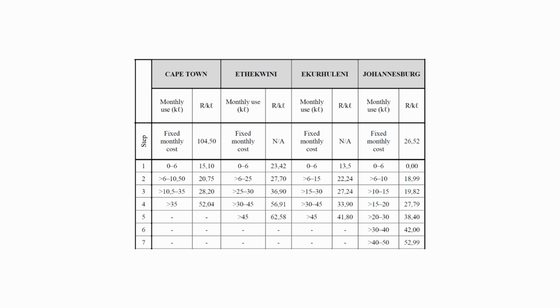In step 3, the range of water consumption is greater than 15 kiloliters to 30 kiloliters. The maximum amount of water that can be charged for in this step is 30 kiloliters minus 15 kiloliters. This gives you a maximum amount of water of 15 kiloliters.